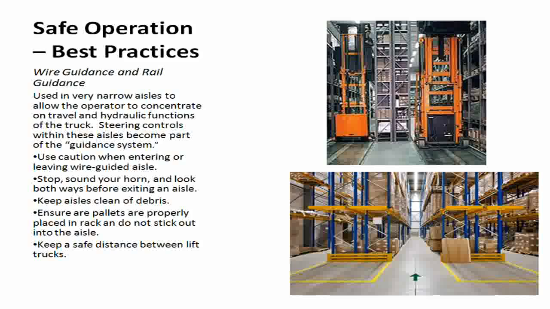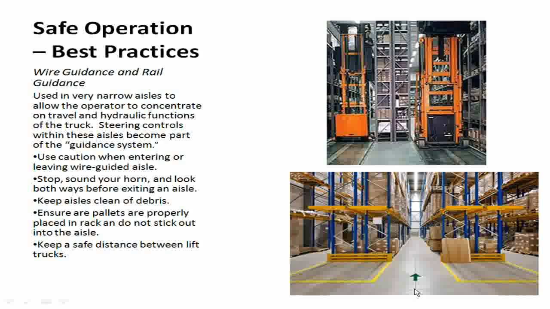Now, earlier I mentioned wire guidance and rail guidance. This is used in very narrow aisles to allow the operator to concentrate on travel and hydraulic functions of the truck and not have to worry about steering. So in the picture above, you can see that this is more of an older version where you actually have rails here, and there'll be little wheels on the side of the truck that line up with this rail and basically keep it on that path so that the operator doesn't have to worry about steering.